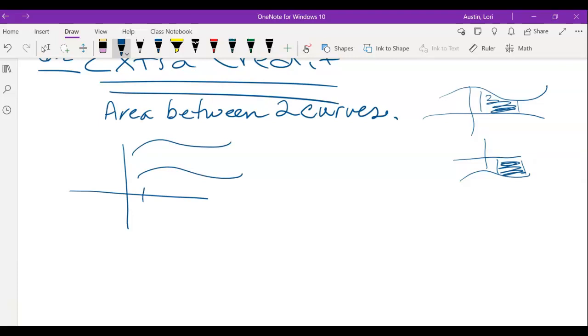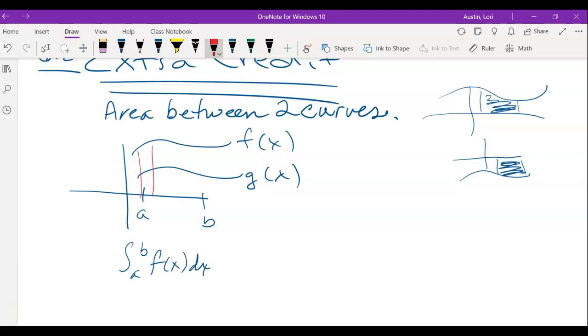So here's A and B, okay? Let's call this one f of x and g of x. So you've done stuff like this before. If you want what's between them, well, if you integrate from A to B of f of x, what's that going to give you? That's going to give me everything in red, right? Oh, okay, I went too far. There you go. Right? Everyone agree?